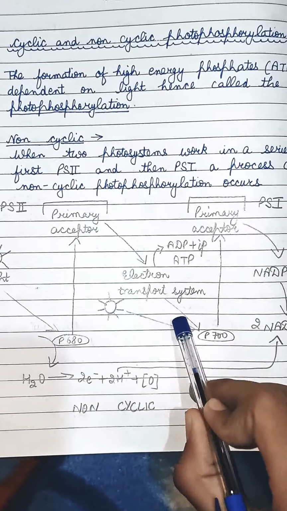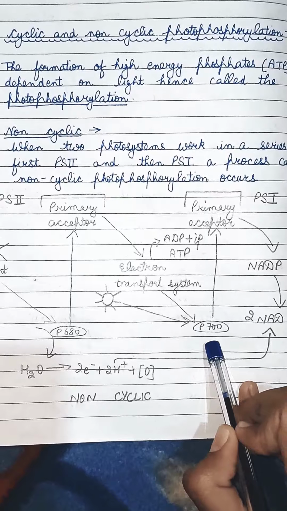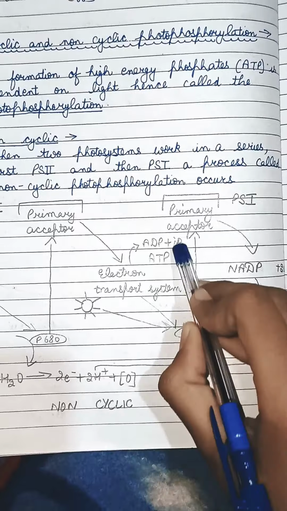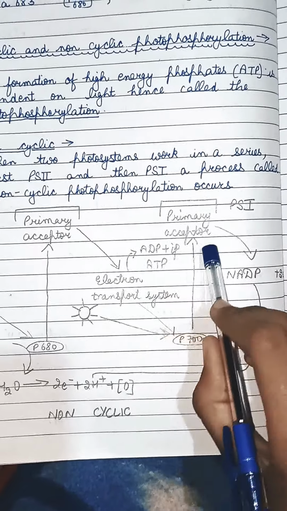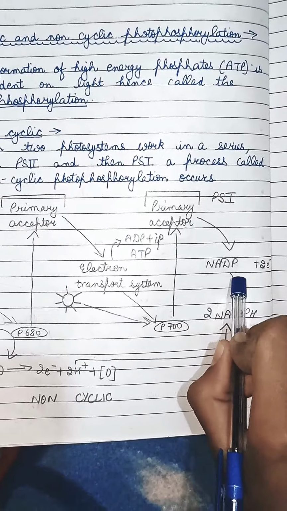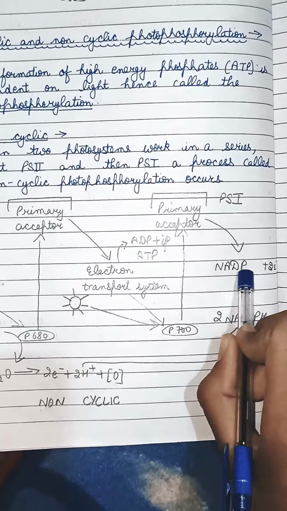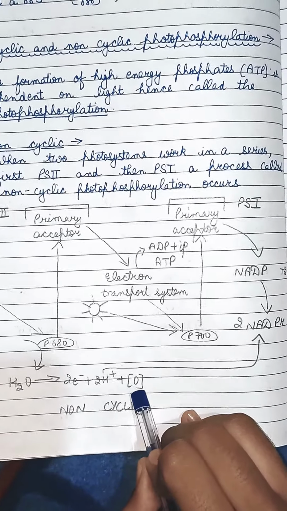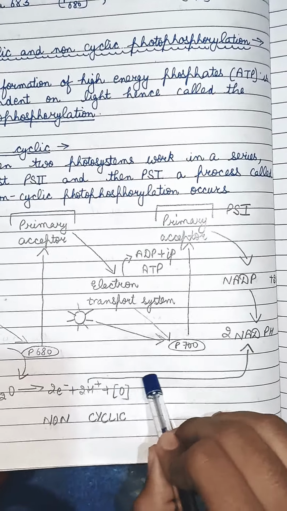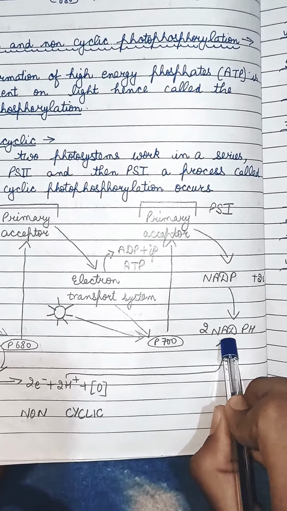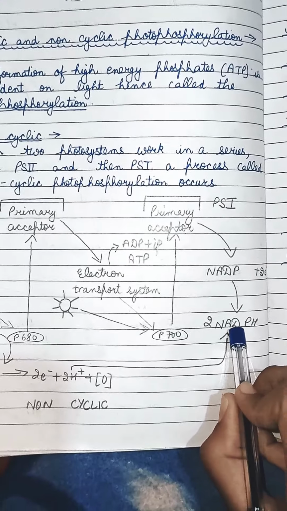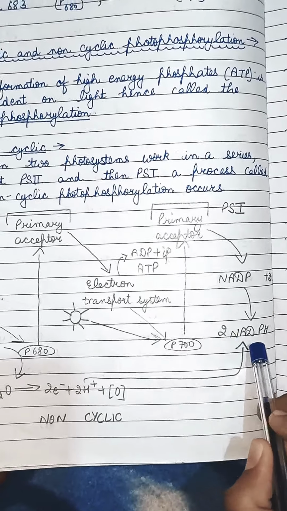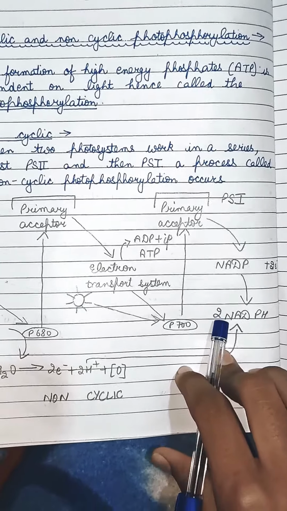Now the electron transport system passes this to P700, which is photosystem 1. From here 2 electrons again go upward to the primary acceptor, which passes them to NADP. NADP accepts 2 electrons, and water splits into 2 electrons, 2 hydrogen and half oxygen. The 2 hydrogen combine with NADP and form 2 NADPH. So now two things are formed: first is ATP and second is 2 NADPH molecules. So this was non-cyclic photophosphorylation.